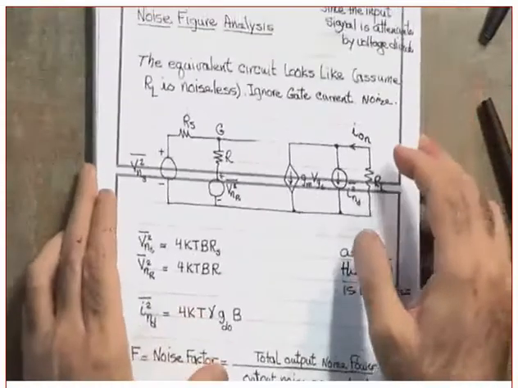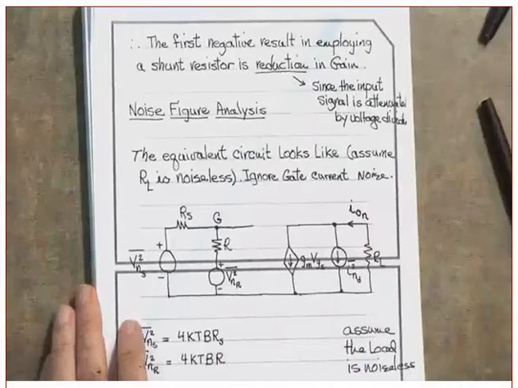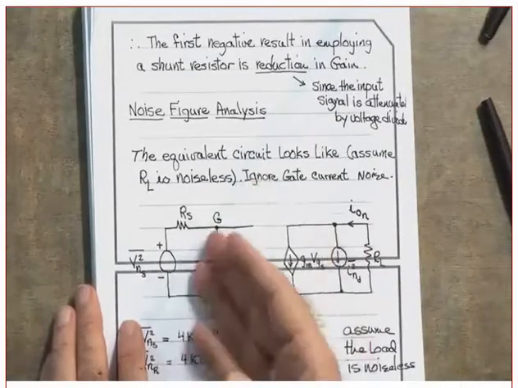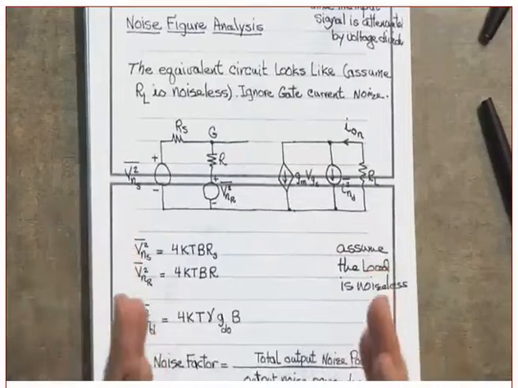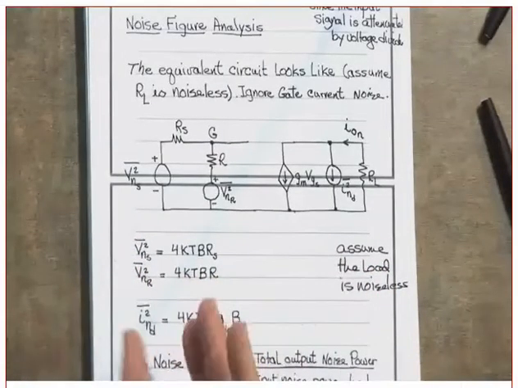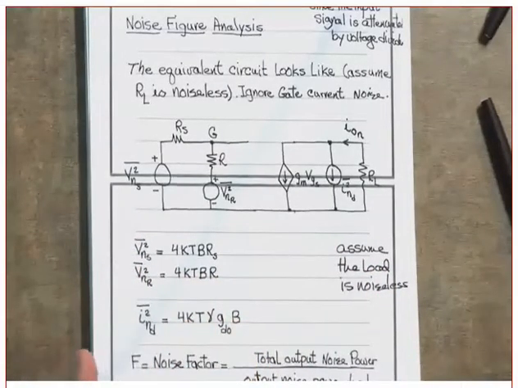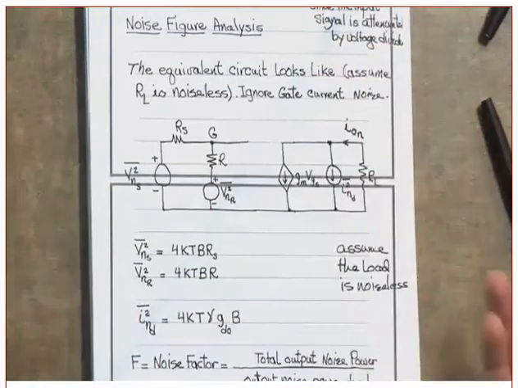Okay. Now, then we did the what? So the first negative result is that by employing a shunt resistor, you resulted in a reduction in gain. Then we did the noise figure analysis. Let's review it quickly. In the noise figure analysis, there is no way that in the final exam I will give you a question which has the gate noise in it. Why? The analysis just takes longer. Are you following me?